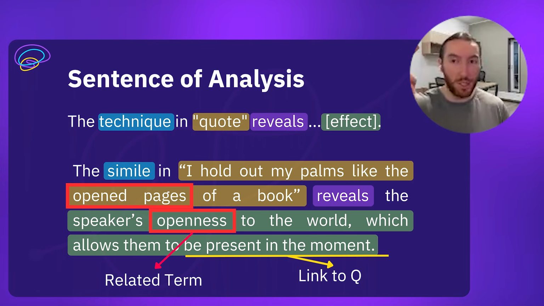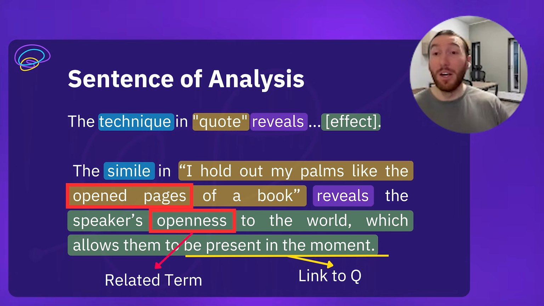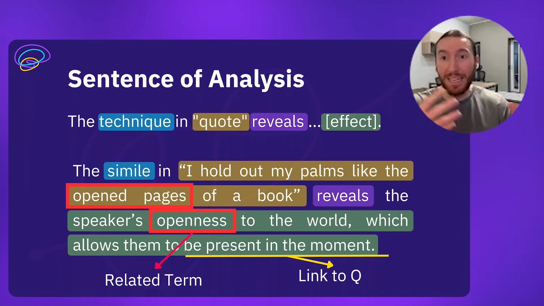This is why I'm showing you this. It does the 2 things. It says specifically what that quote means. And then it says, comma, which allows them to be present in the moment. So it's saying that if someone is open to something, you can be present to something. That's an insight. Why would you need to say any more than that to get 1 mark? That is getting the mark every time.